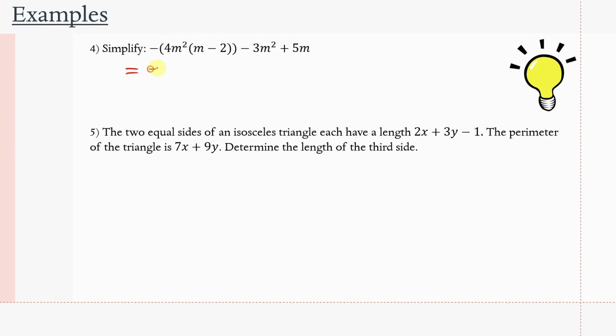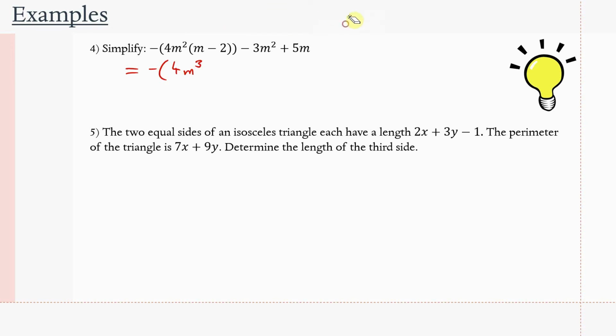So to get rid of the inside brackets, we just want to multiply this negative 4m squared by each term inside the brackets using the distributive property. So 4m squared times m will get us 4m cubed, because as we know, when we multiply the same variable, we just add the exponents. So here we have m to the power of 2, here we have m to the power of 1, and when we multiply them together, we just add the exponents, and we get m cubed in this case.